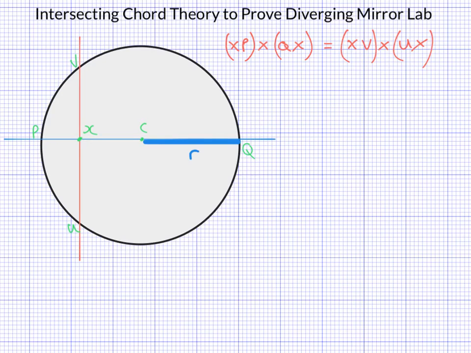Okay, so let's begin by just stating a few terms. I'm going to say that U to X is equal to V to X. Okay, pretty obvious. So I'm saying that from here to here is equal to from here to here. You wouldn't necessarily get this on any intersecting chord situation. The reason we get it here is because we have this central line through the middle.